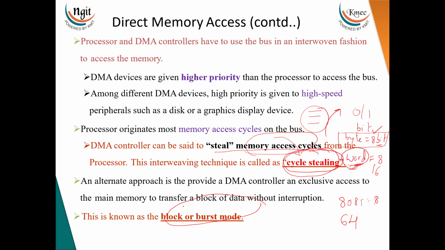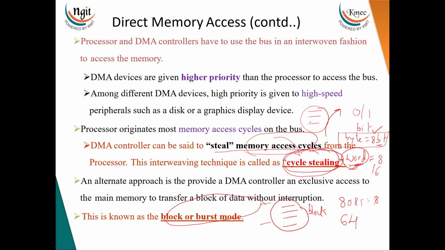In the case of bulk or burst mode, a block is a group of words together. Instead of sending word by word, the data transfer takes place block by block. It will send the data in blocks without any intervention, and only after the required number of blocks is transferred does the processor get control of the memory again. This is called burst mode, and the other is called cycle stealing.